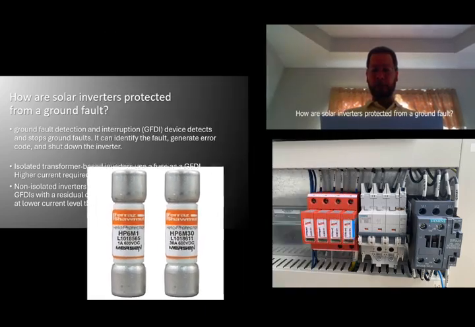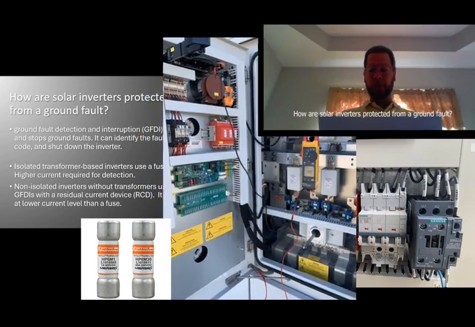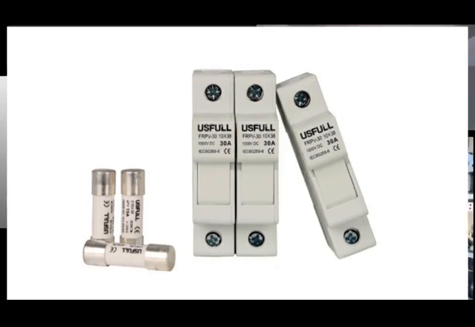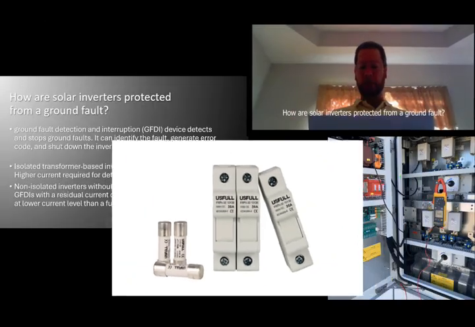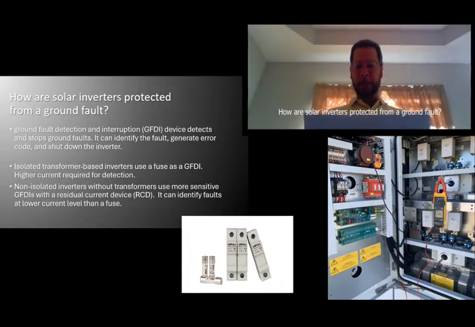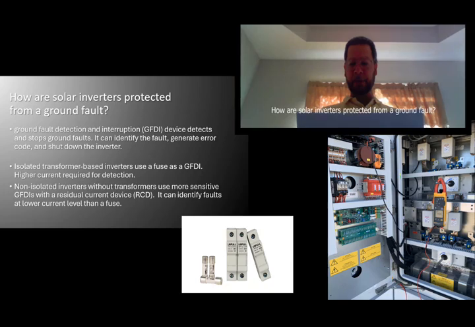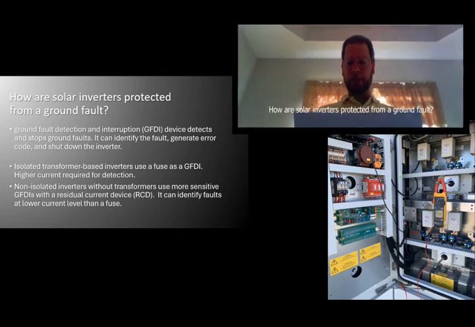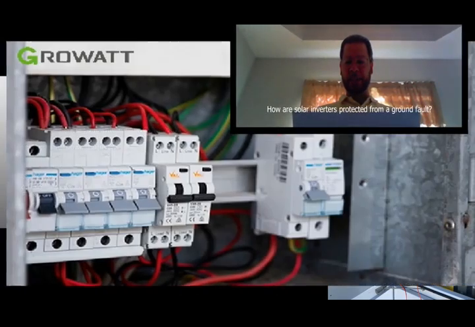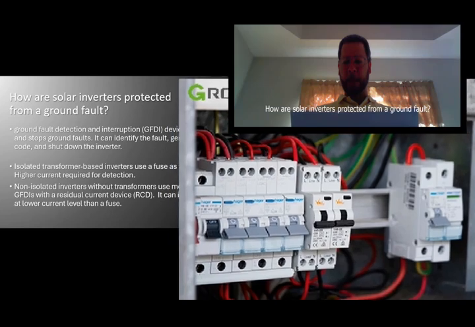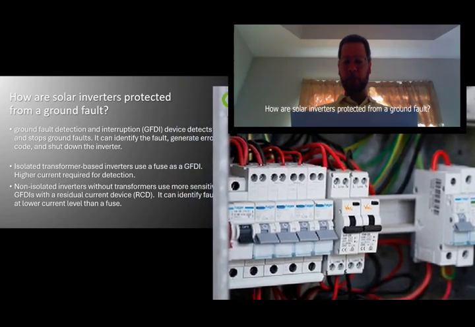Isolated transformer-based inverters use a fuse as a GFDI. Some ground faults may not have enough current to blow the fuse and shut down the inverter. Non-isolated inverters without transformers use more sensitive GFDIs with a residual current device, or RCD. The RCD can identify ground faults at a much lower current level than a fuse.